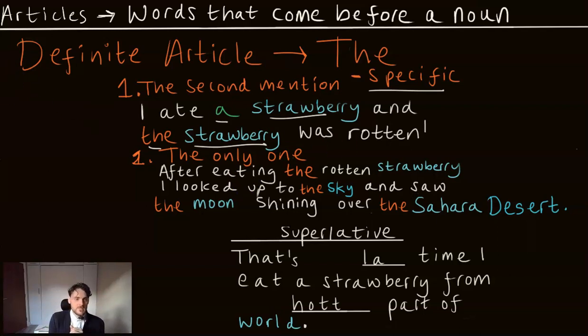Okay, so we've looked at the second mention. We've looked at the only one. Third rule, most important rule, is what I call the superlative. The superlative refers to the highest degree of something. The highest degree of something. Let me explain.